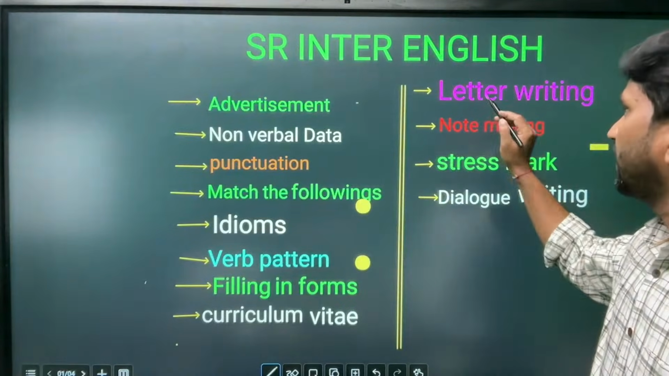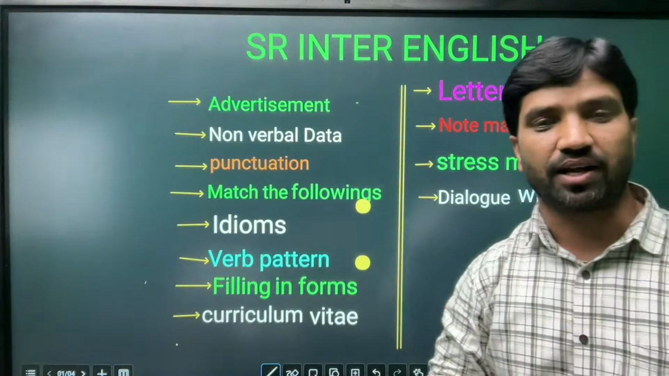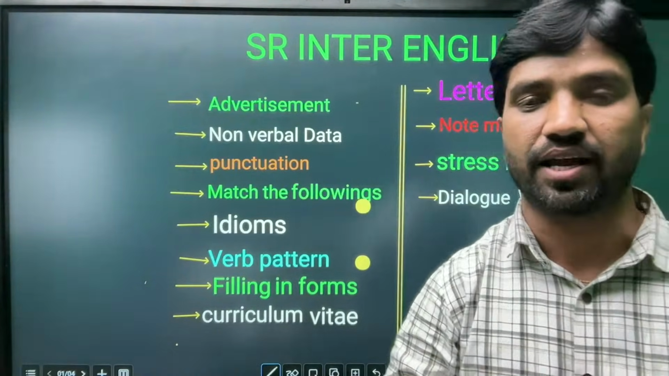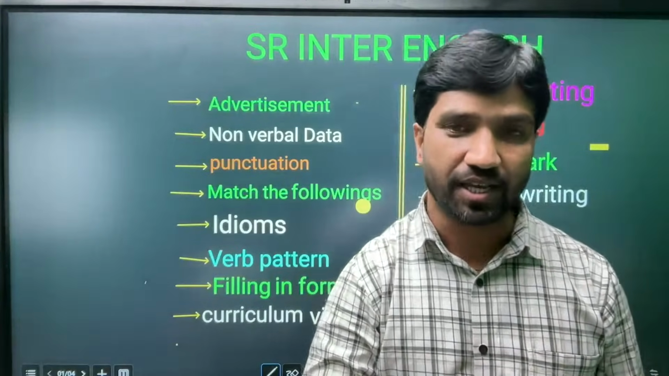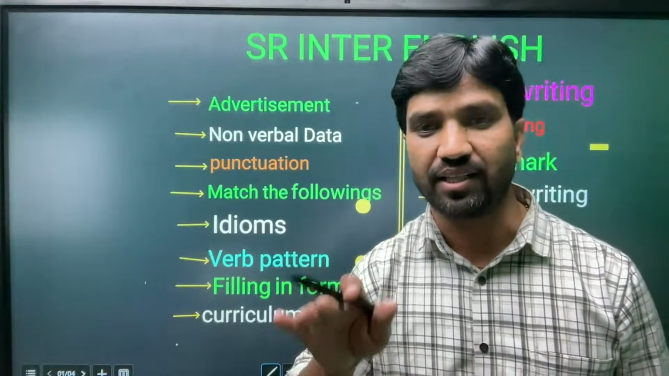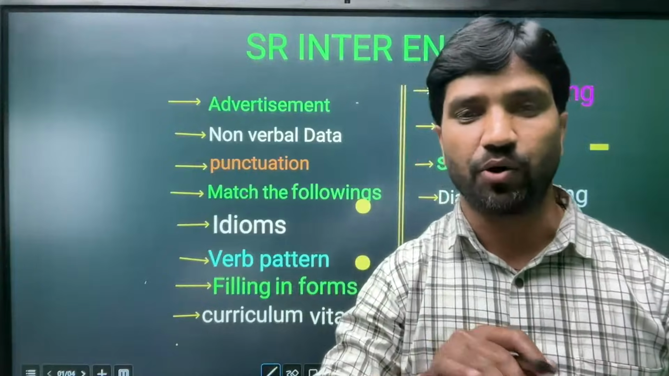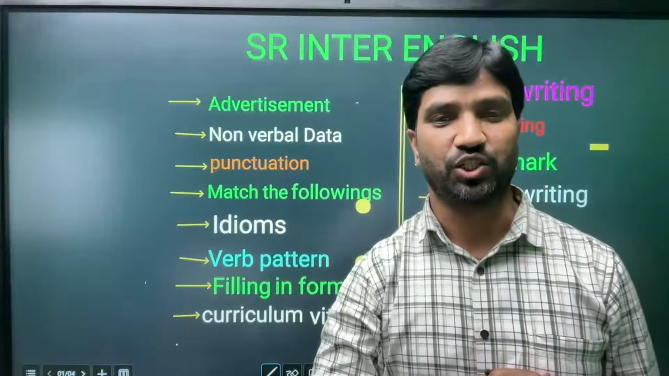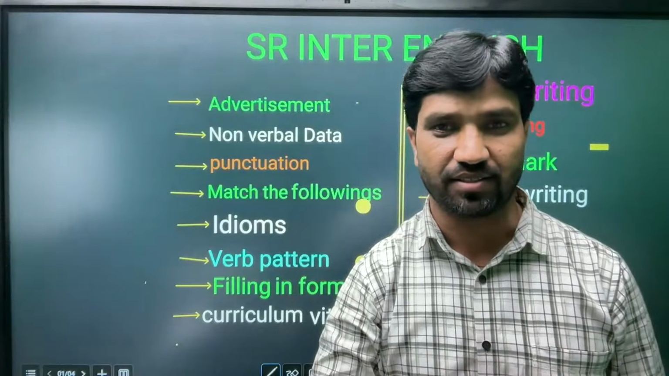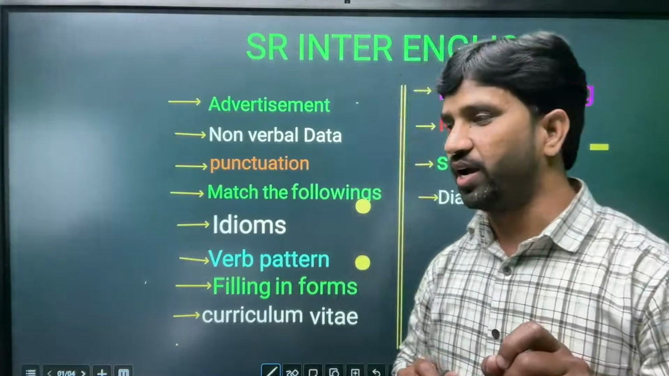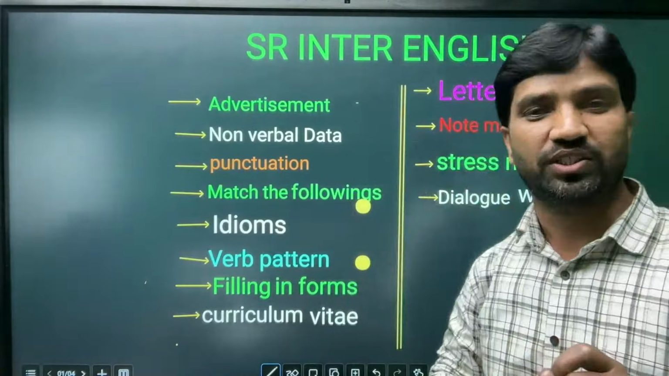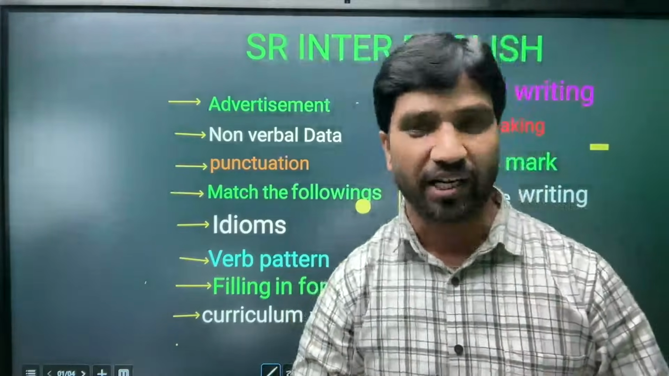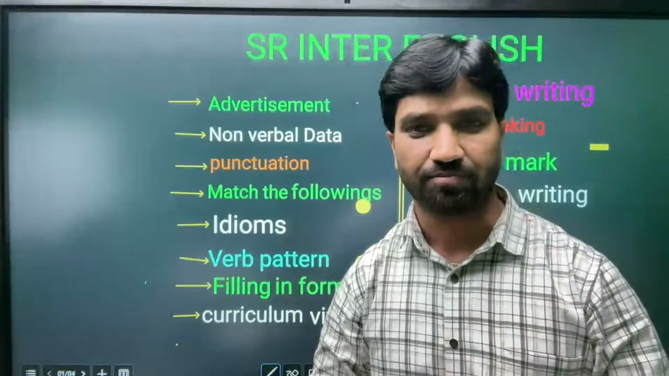Next, letter writing. We already learned the indented method in 9th or 10th class, and in intermediate we are going to learn the blocked method, which does not follow punctuation marks in the to address and from address. That is very important, so there is no scope to lose marks there, because we don't follow the punctuation marks. That's very, very important.